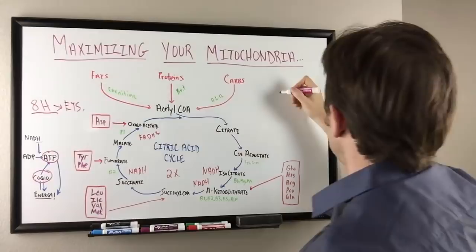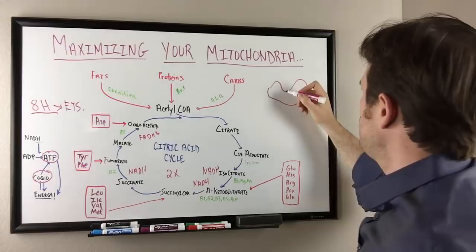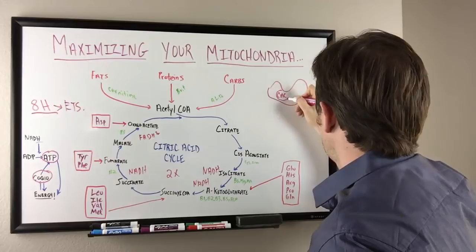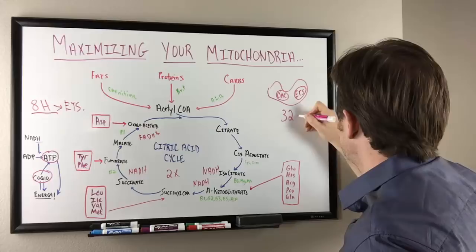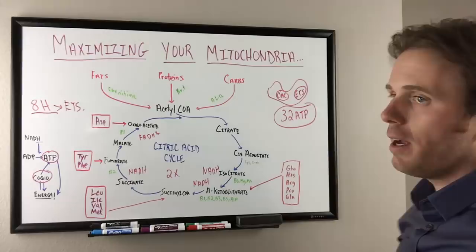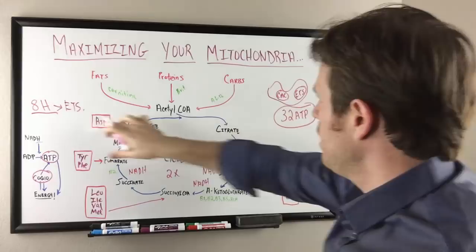And what happens over here, we have the citric acid cycle. And then on the other side, we have our electron transport chain. And through this, we eventually develop about 32 net ATP. And you can see this is the currency on which our body creates energy. So the citric acid cycle is in here, the electron transport chain is all in here, and then we generate 32 units of ATP.